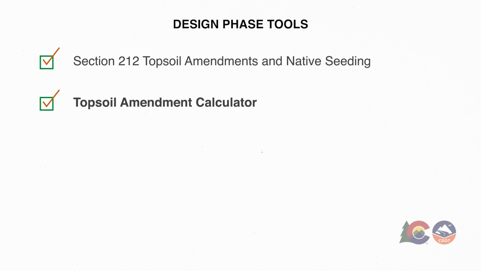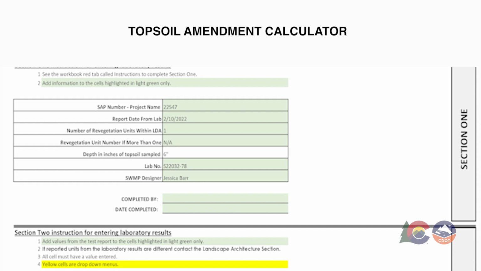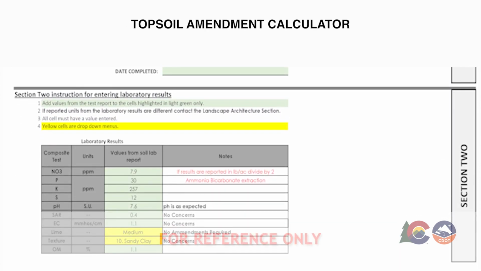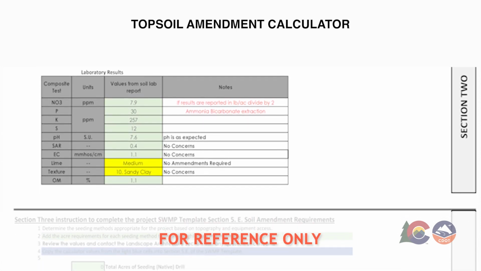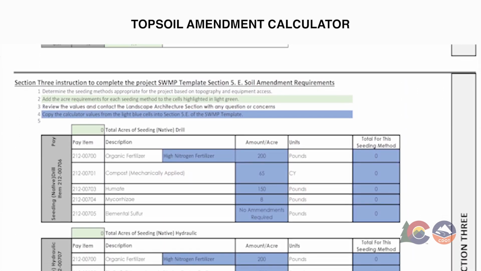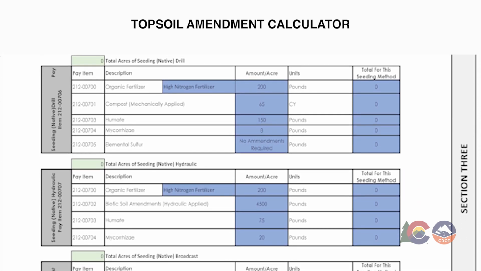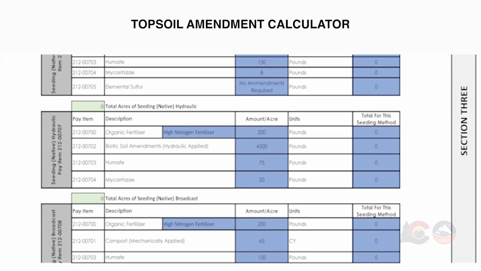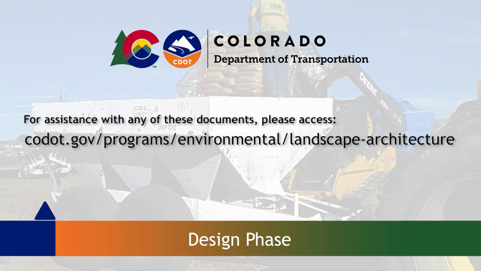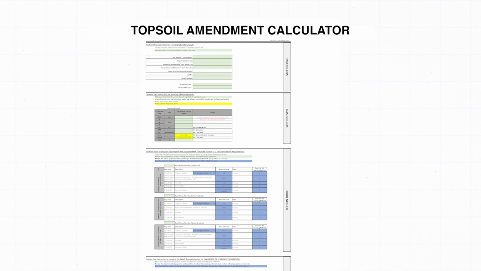CDOT has developed a topsoil amendment calculator to assist in providing organic fertilizer and amendment application rates for native seeding along our rights-of-way. The purpose of the amendment calculator is to recommend topsoil amendment rates and pay items during the design phase of a stormwater management plan. The Topsoil Amendment Calculator tool can be found on the Landscape Architecture website. Use the CDOT Topsoil Amendment Calculator to calculate amendment quantities based on lab results.